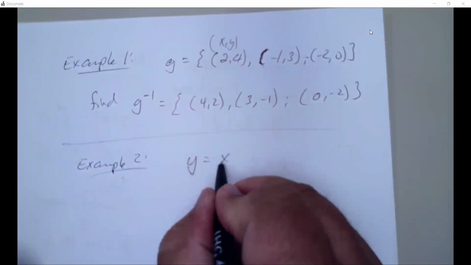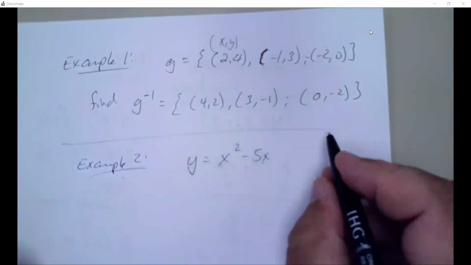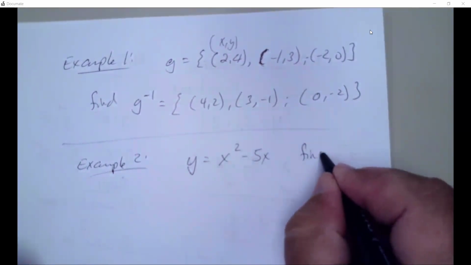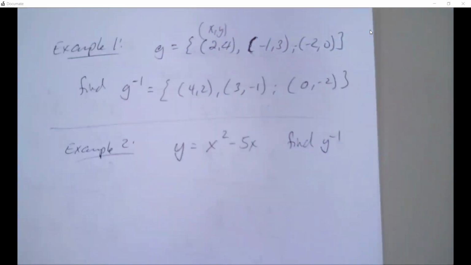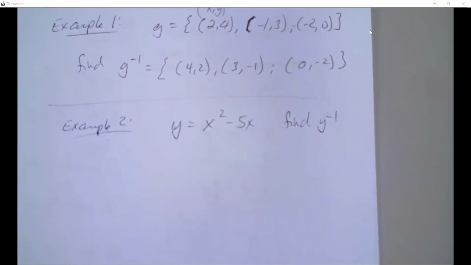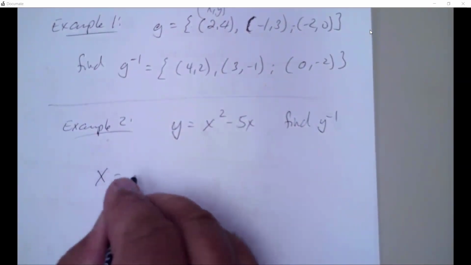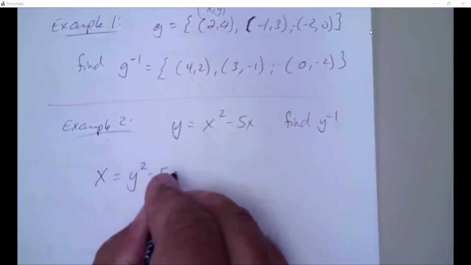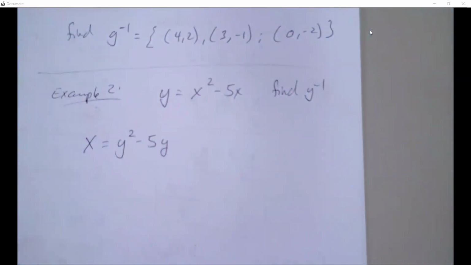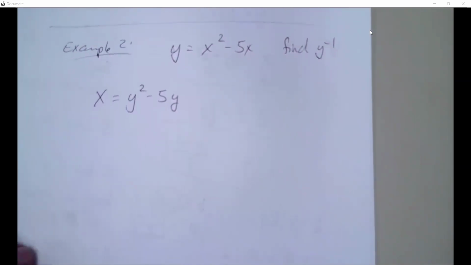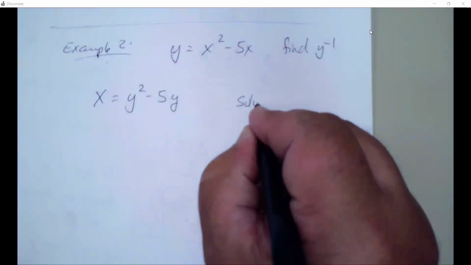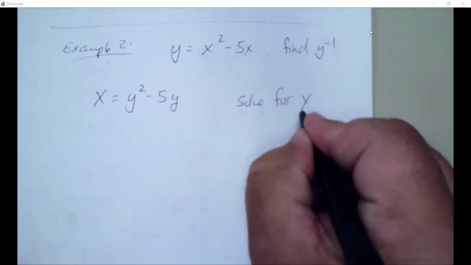If Y equals X squared minus 5X, find the inverse of Y. Y squared minus 5Y. The first thing is easy. It's switch X and Y. Anywhere you see an X, make a Y, and where you see a Y, make an X. Now, solve for Y.